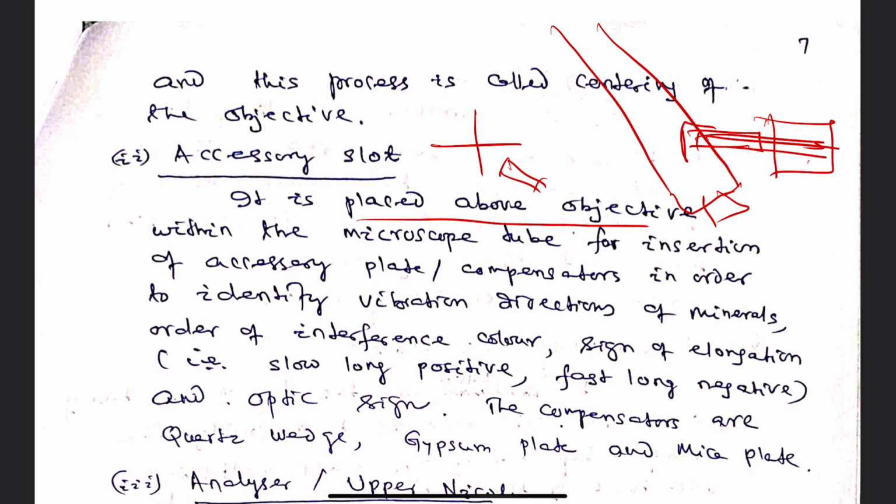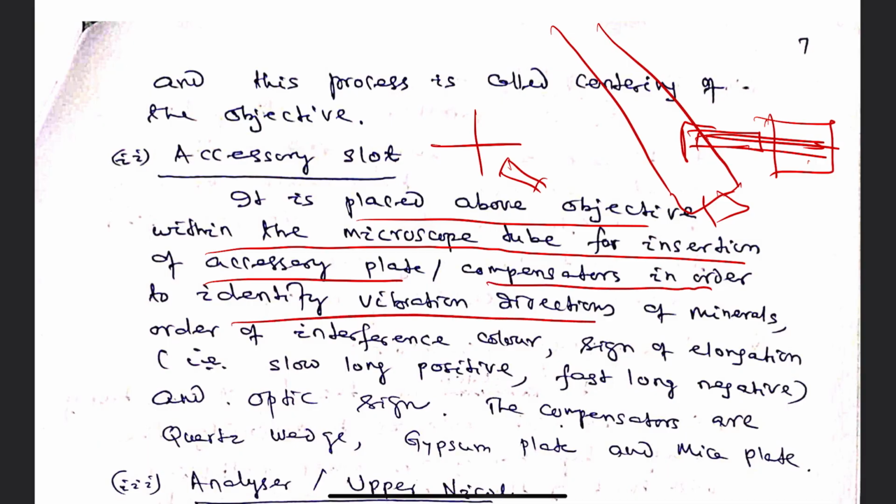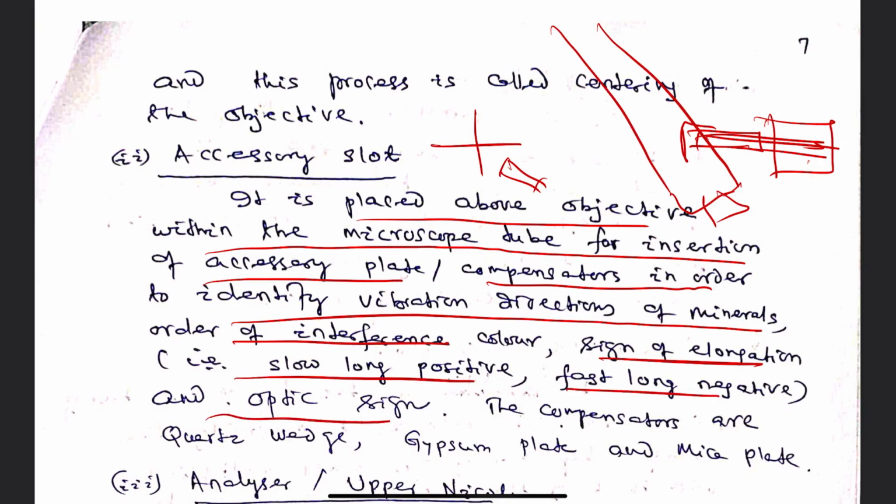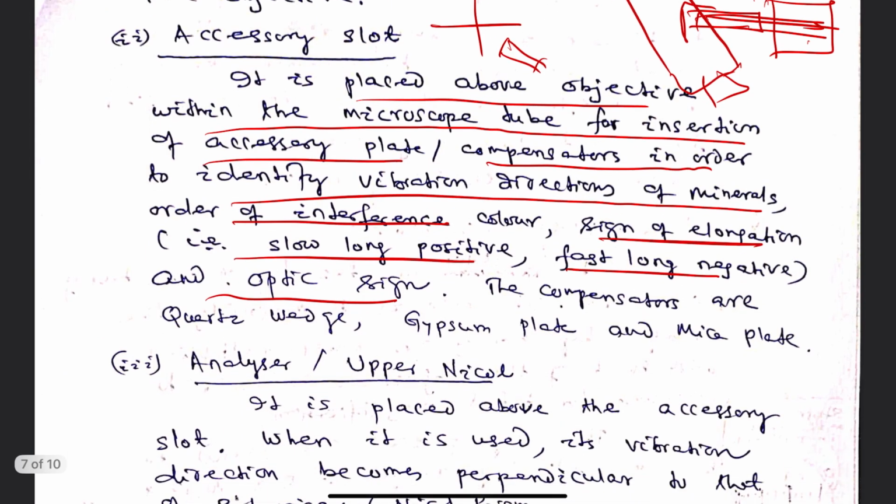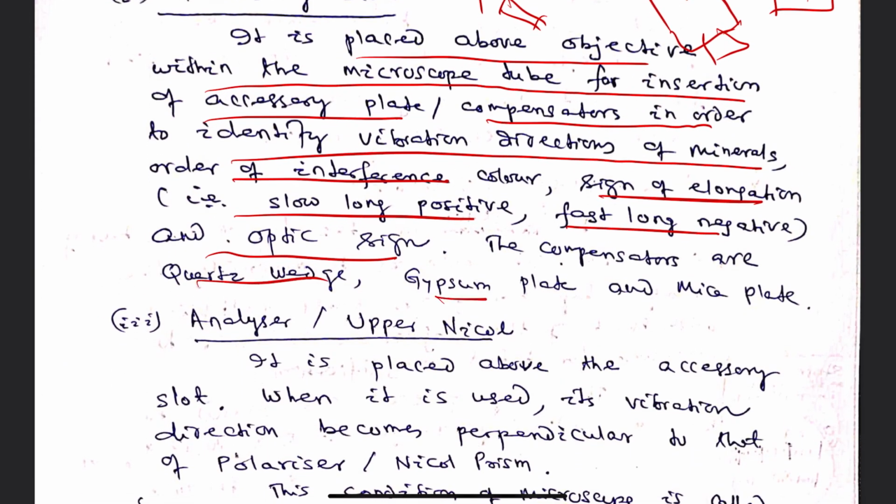So it is placed above the objective in the microscope tube, for insertion of accessory plates or compensators, in order to identify the vibration direction of the minerals, the order of interference color, and the sign of elongation: fast along negative, slow along positive, which is the sign of elongation or the optic sign. The compensators are generally quartz wedge, gypsum plate and mica plate. These are the common compensators.